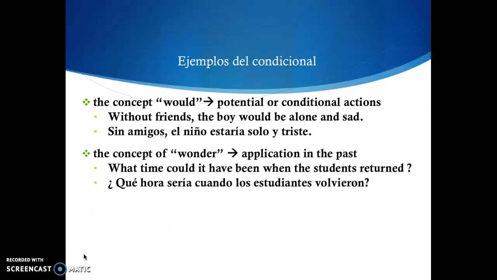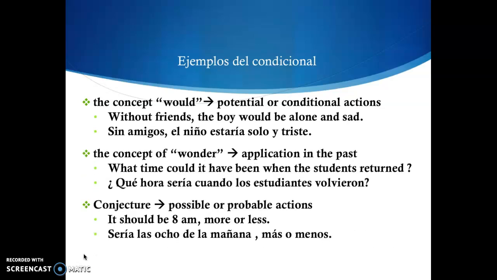So here are a few examples I'm going to provide you guys with. So the concept of would. So it's a potential or conditional action. So here's my example in English and in Spanish. Without friends, the boy would be alone and sad. Sin amigos, el niño estaría solo y triste. So again, that one would be an example of the would portion of conditional.